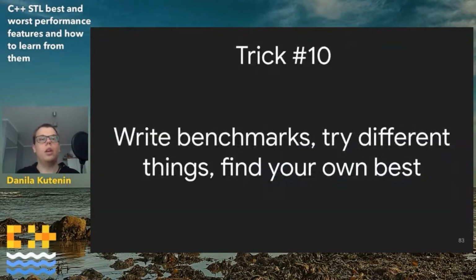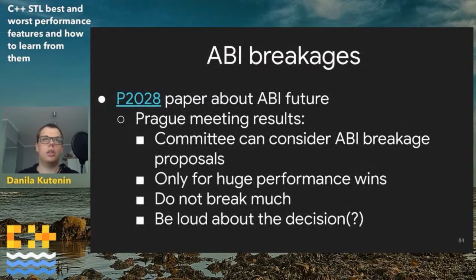So trick number 10, a more general one: write benchmarks for your code, try different things, find your own best combination, but don't complicate too much. And talking about ABI breakages, there might be a solution in the future of C++. For example, in Prague, the C++ committee decided that they can consider ABI breakage proposals only for huge performance wins, and we should be able not to break much.